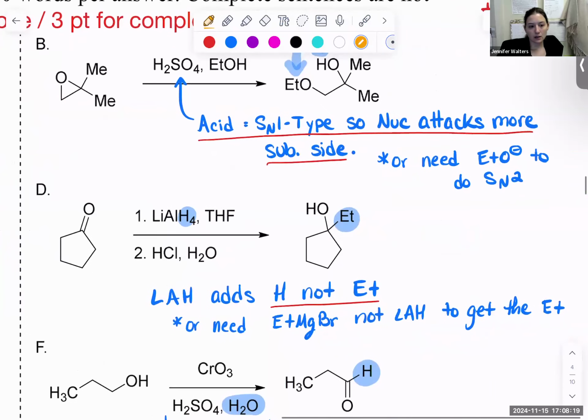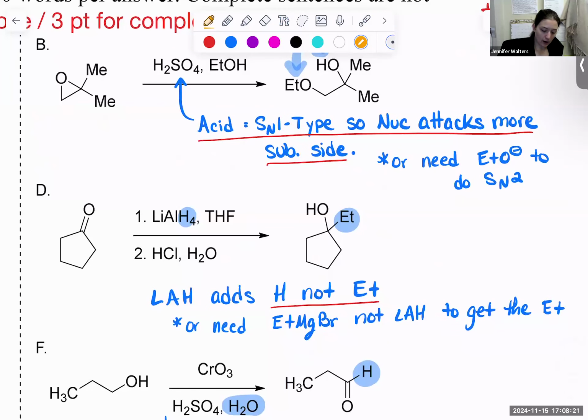D. Here we see our ketone with lithium aluminum hydride. So this is going to add H minus in a protic solvent. That is correct. And I do see my acid workup. So that is correct. That will add that hydrogen from the acid workup. So then the error is that lithium aluminum hydride is adding a hydrogen, not an ethyl.